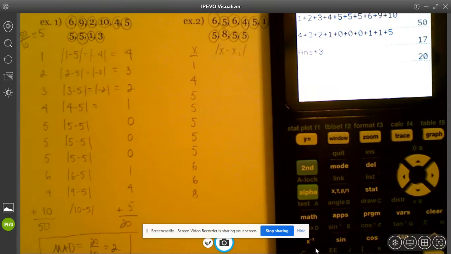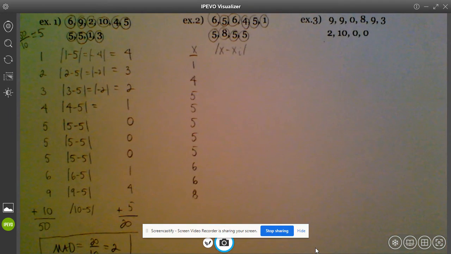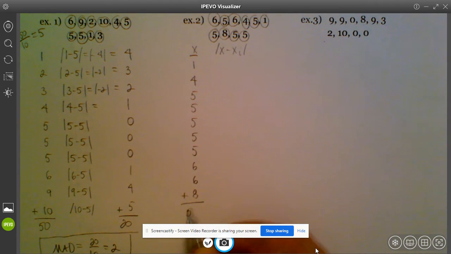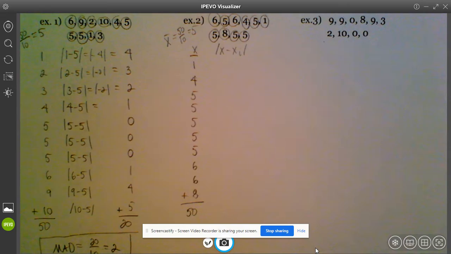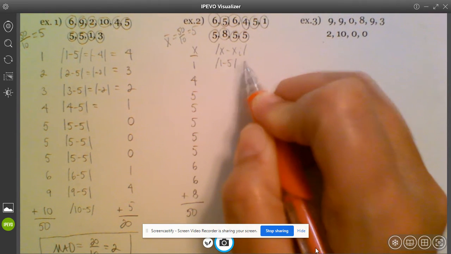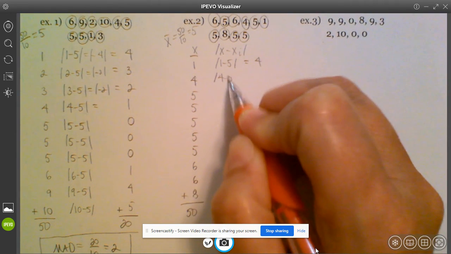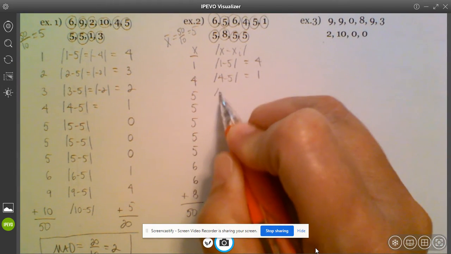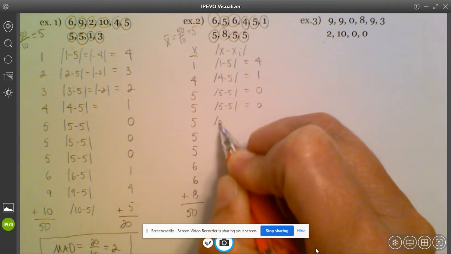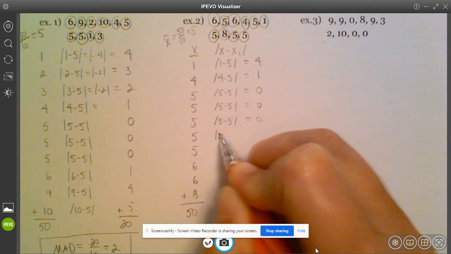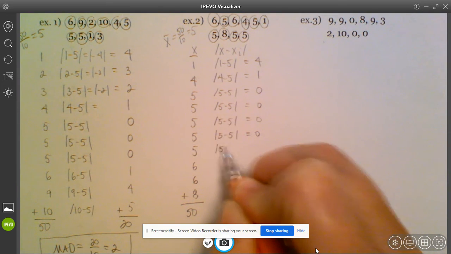Okay, so let's try those. 1 plus 4 plus 1, 2, 3, 4, 5. We get 50. And 50 divided by 10 is 5. So my mean, again, is 5. Okay, so now I'm going to take the absolute value of 1 minus 5, and I get 4. The absolute value of 4 minus 5 is 1. The absolute value of 5 minus 5. So 5 is 0 units away from the mean because 5 is the mean.